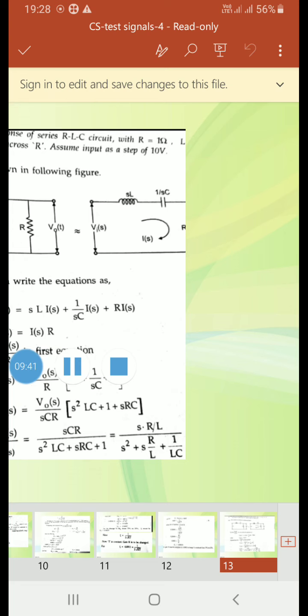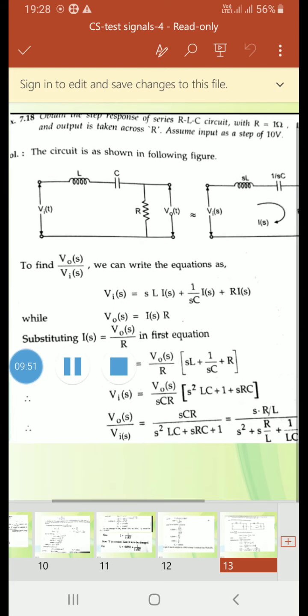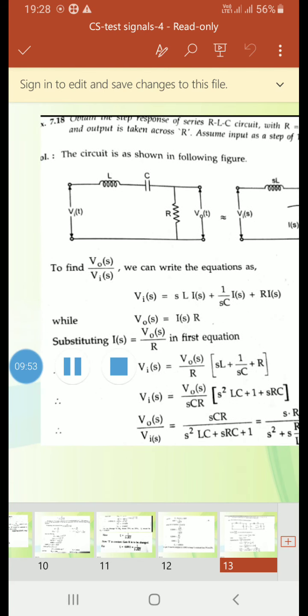The remaining R is not clear, you can adjust it. SL, 1 by SC, R, V0 of S, Vi of S, I of S in S domain. Now we will find V0 of S by Vi of S.